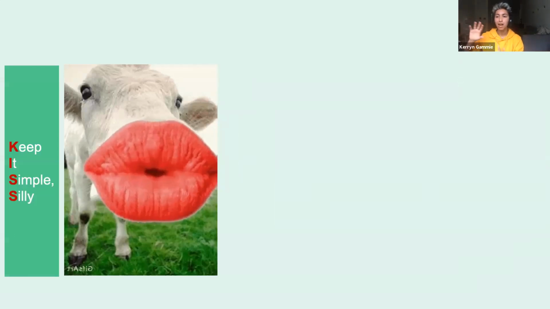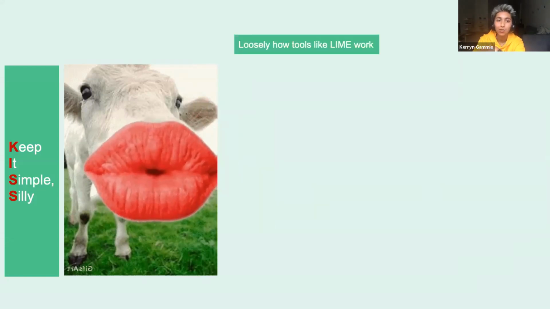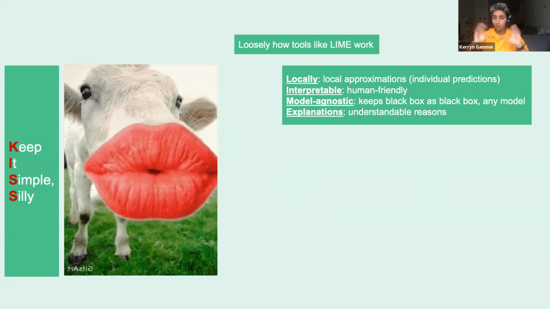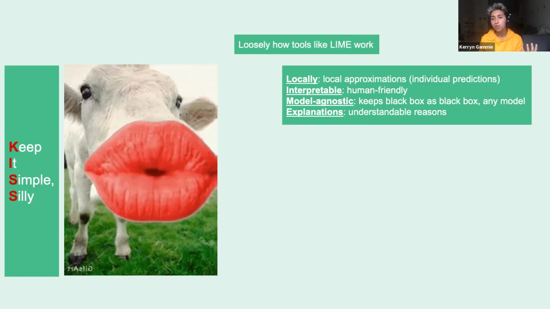And so fundamentally how it works is it has this KISS principle, right? Which is just keep it simple, silly. And so it's loosely how tools like LIME work. LIME stands for Locally Interpretable Model-agnostic Explanations. The idea of local versus global just means that a local prediction is an individual prediction, per row, per person, per whatever. Interpretable just means that it's human friendly, so it's not coming out in ones and zeros. Humans are able to understand that. Usually it'll be in terms of a graph or something like that.